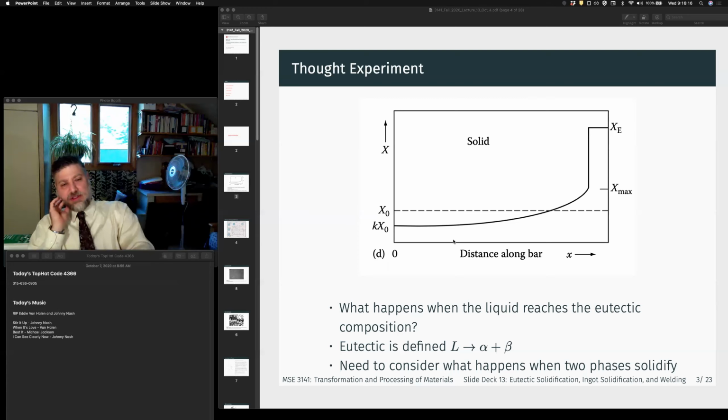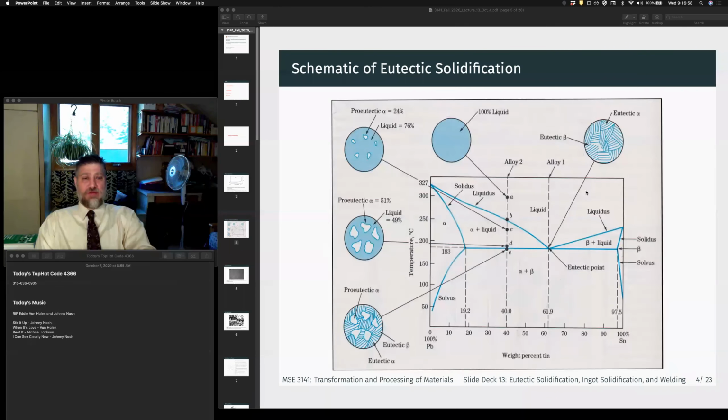we talked about Scheil solidification, right? And we know that we have a directional freezing effect. So the solid, because of local equilibrium, is lower in solute than the liquid, right? So we reject solute, and the liquid becomes more and more concentrated until eventually we hit the eutectic composition when the material spontaneously freezes into alpha and beta, right? The eutectic is defined as liquid freezing directly to alpha plus beta. And so we need to consider what happens when these two phases solidify.